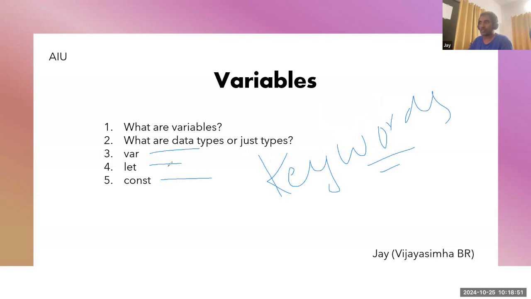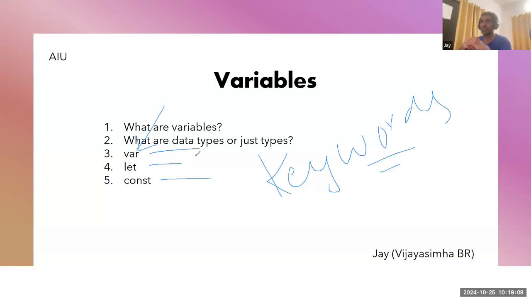So we have three ways to create variables in JavaScript. We have something called var. These are keywords. Keywords means in programming, these are words which are reserved. That means you can't use it for any purpose. You have to use it for that specific purpose.